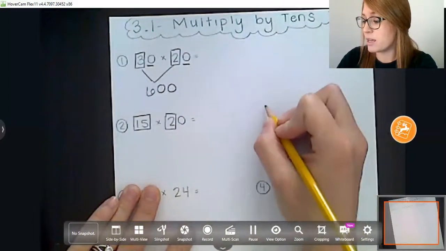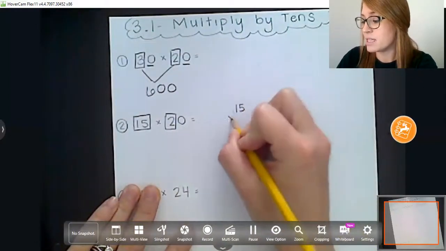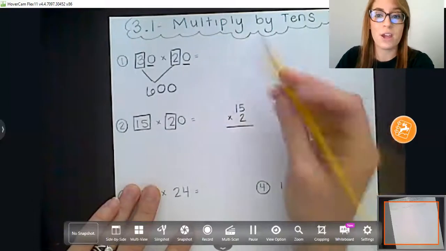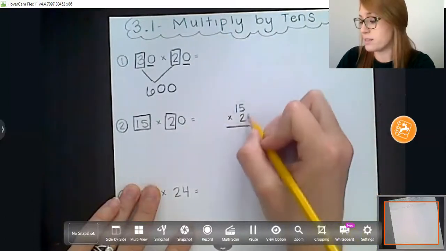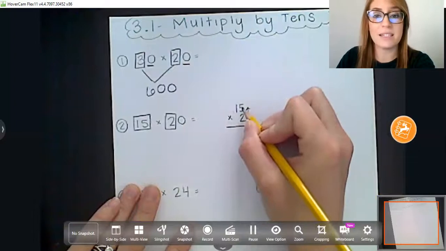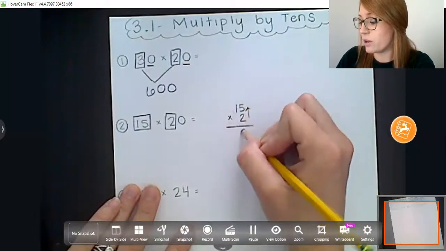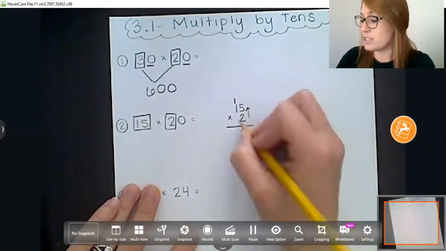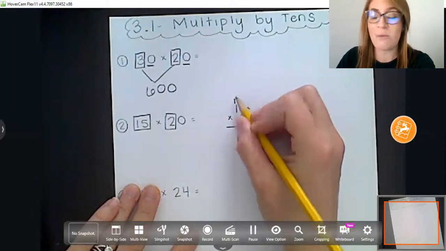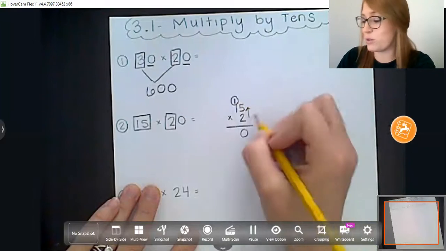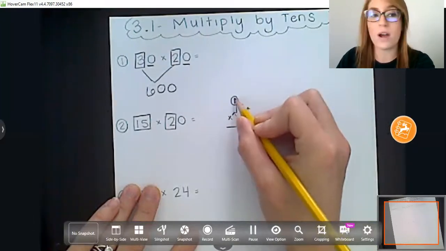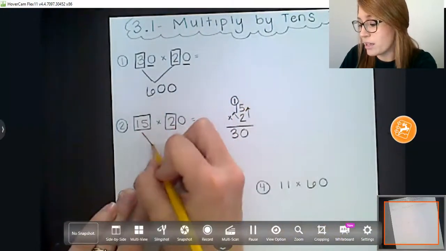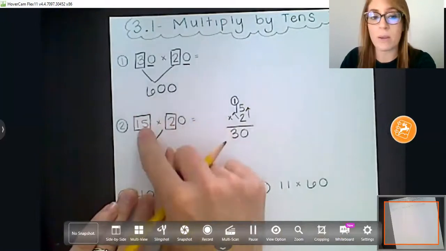So I'm going to come over here. I'm going to do 15 times 2. Okay, when I multiply with regrouping, what do I do first? Right, 1s times the 1s. 2 times 5 is 10. Very good. 0 goes here. 1 comes up. What do I multiply next? Very good. 2 times 1 is 2. And we cannot forget to add the 1 that we regrouped. So 2 plus 1 is 3. Very good. So I'm going to put 30 over here because that's what I got when I multiplied 15 times 2.